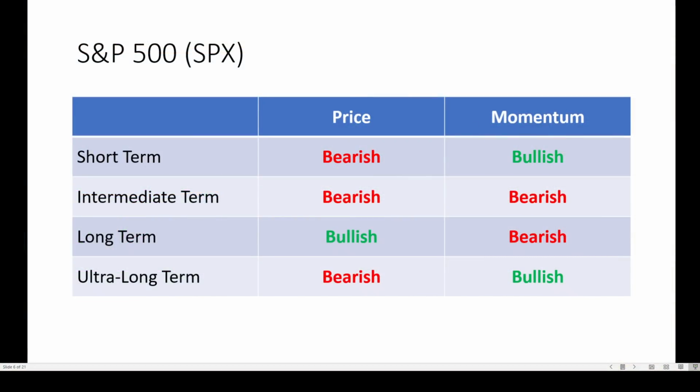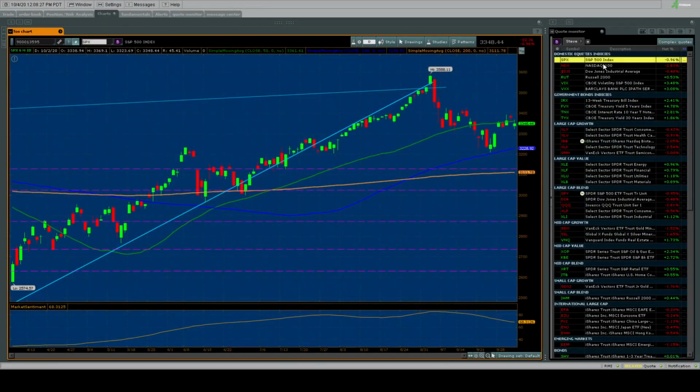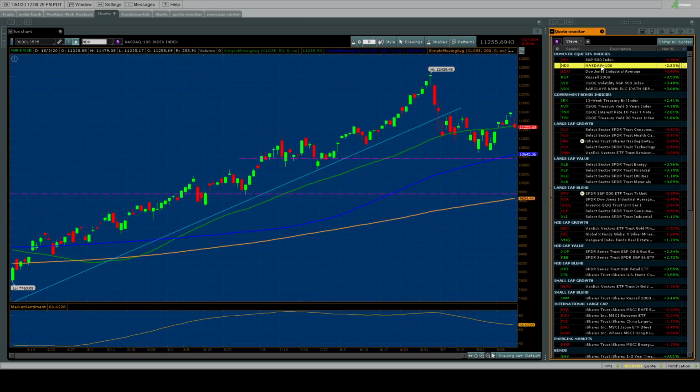Let's take a look at the NASDAQ signals. Overall, the same as the S&P 500, but in the short term, they flipped to bullish. Intermediate term is bearish, and then both long-term and ultra-long-term are kind of a mixed bag there. Let's go over to the NASDAQ and see if we can find anything different from the S&P. Pretty much, it did get through its 50-day moving average last week, but on Friday it closed below.